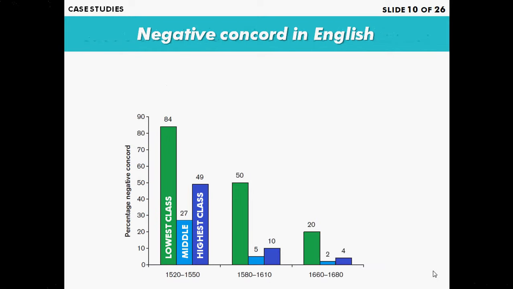So here's a graph of her results. Right? So this is the percentage of negative concord. So negative concord is a non-standard feature. So we've got 3 sets of bars here for the 3 different time periods. And then we've got, in each set, 3 bars for the 3 classes. Right? So the green is the lowest class, the true blue is middle class, and the royal blue is the highest class.